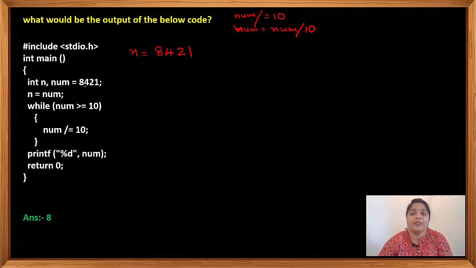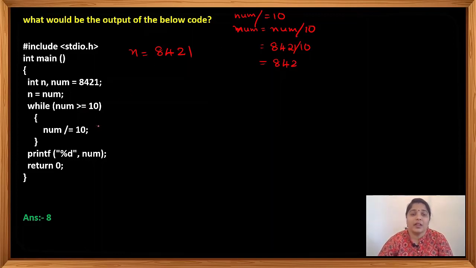Okay. So, first of all, we will see num is equal to num divided by 10. That means 8421 divided by 10. What is the answer of 8421 divided by 10? It is 842. No decimal places will be coming. Why? Because these are declared as integers, not as floating point numbers. Once you declare it as integer, the answer also would be an integer. So, 8421 divided by 10 will be 842.